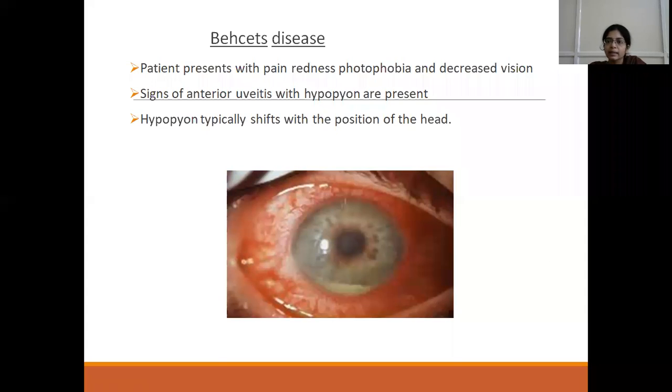Treatment, as discussed for the anterior segment, could be steroids, mydriatics, and cycloplegics.